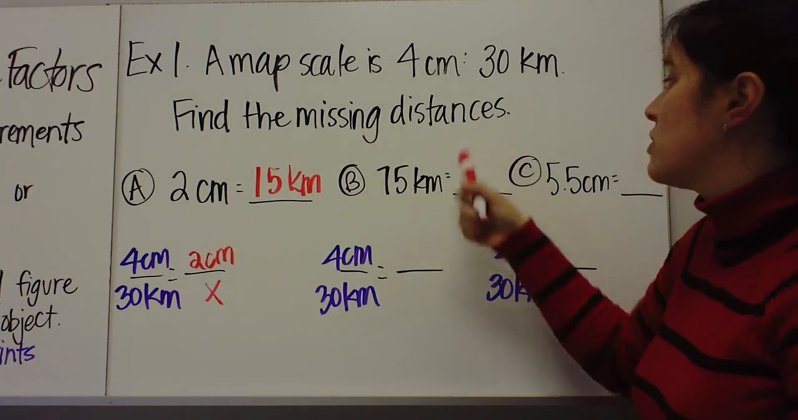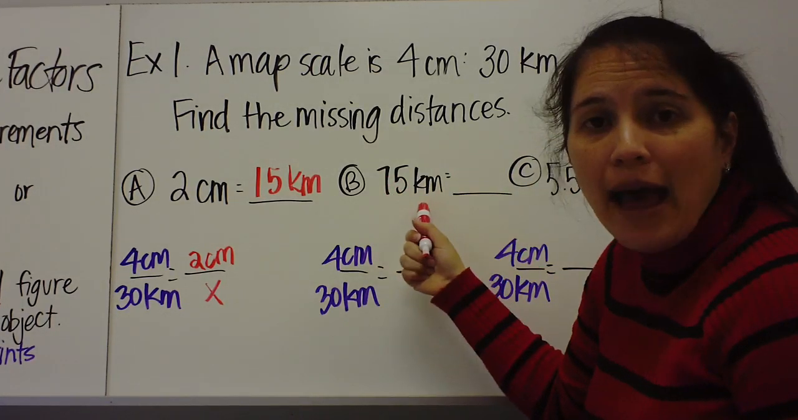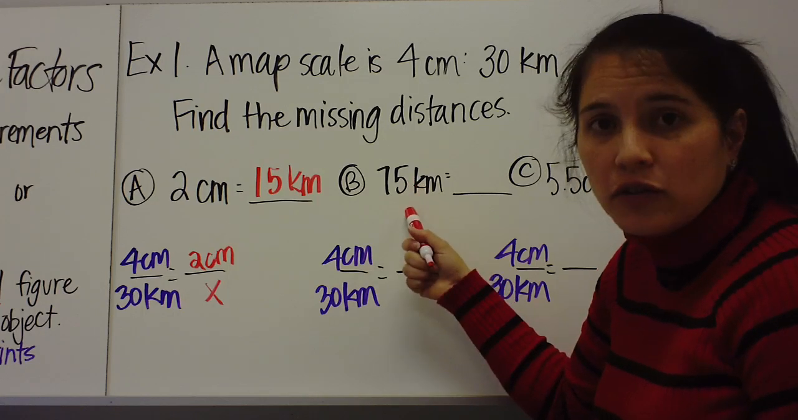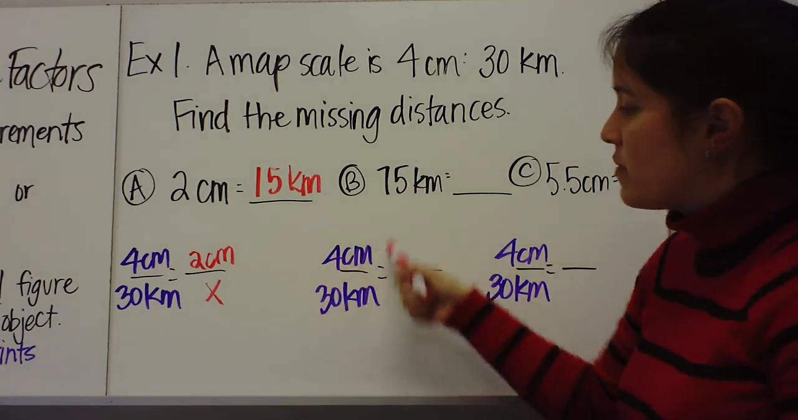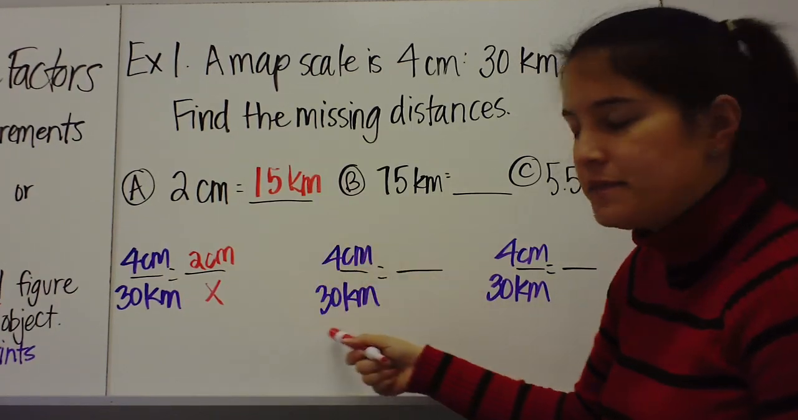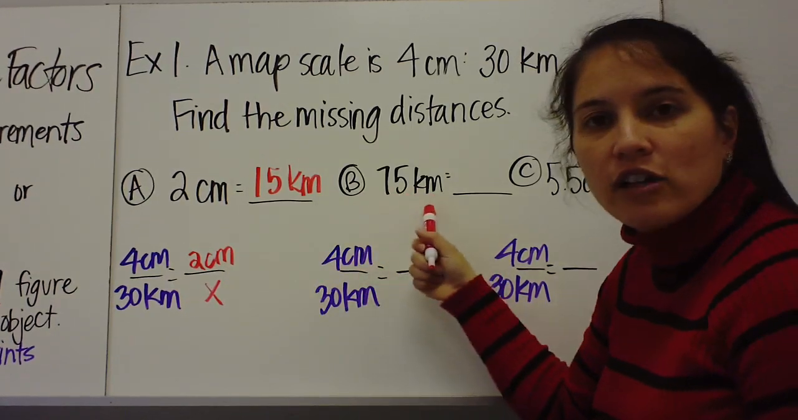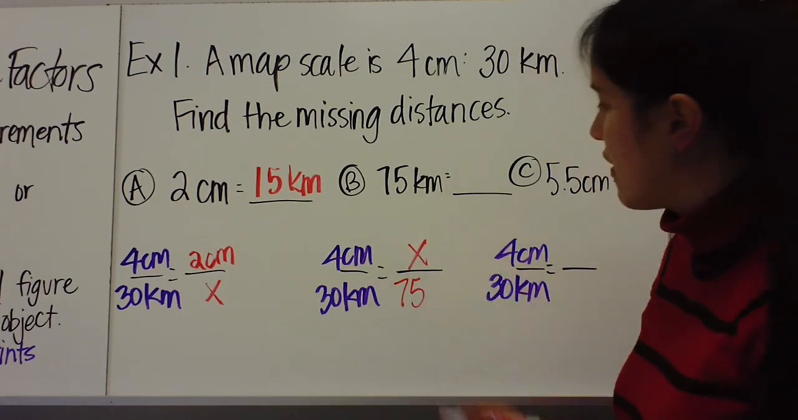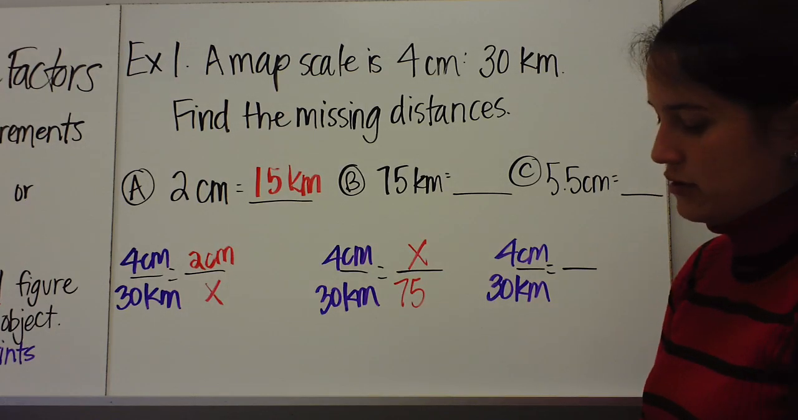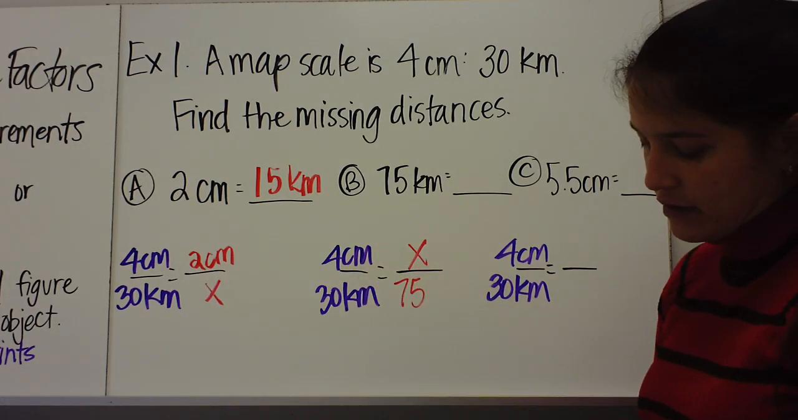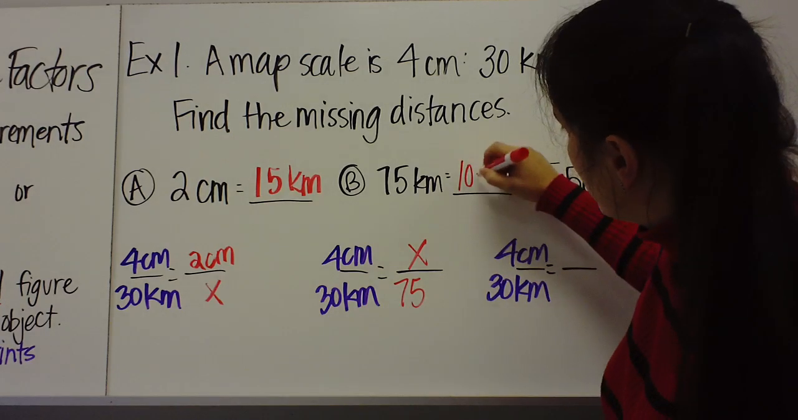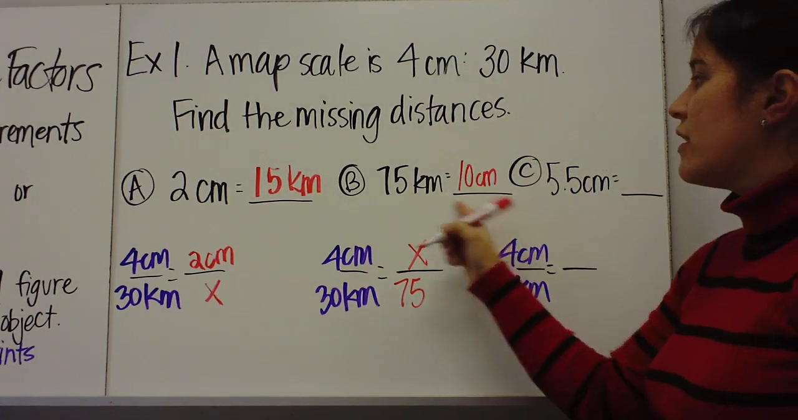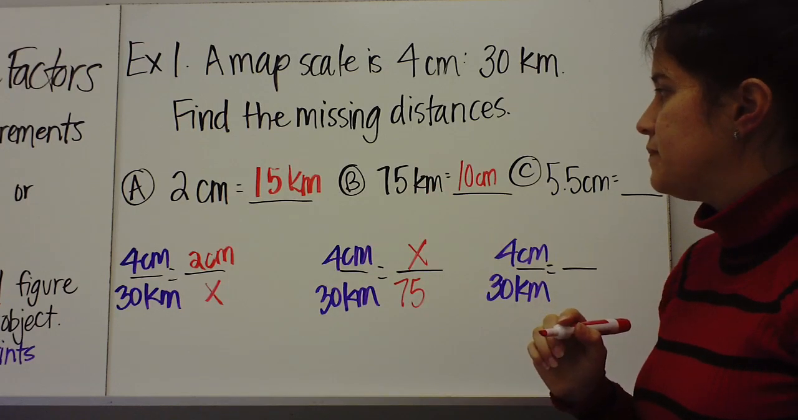So let's do B. 75 kilometers is equal to how many centimeters? Is that map or real? That is real, so we're looking for the map distance. I start with my scale. See right here, start with your scale. And then where am I going to put 75 kilometers, top or bottom? I'm going to put it on the bottom, and there's X. Now I solve that proportion: 4 times 75 divided by 30 is equal to 10. So 10 centimeters is equal to 75 kilometers.